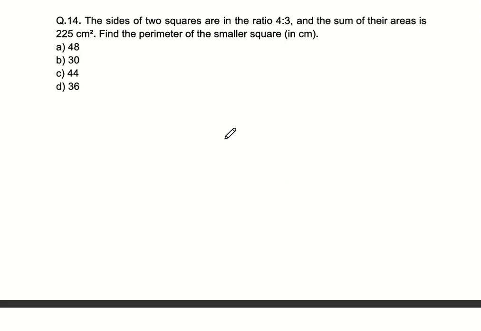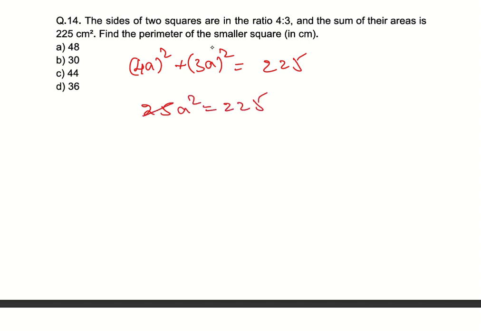Now the 14th question. The sides of two squares are in the ratio 4:3 and the sum of their areas is 225 centimeters square. Find the perimeter of the smaller square. Here they are giving two squares, and the sum of their areas is 225, so (4a) whole square plus (3a) whole square is the area of the squares, 225. 4 square is 16, 3 square is 9, 16 plus 9 is 25, so 25 a square equals 225. 25 ones, 25 nines, so a is equal to 3.